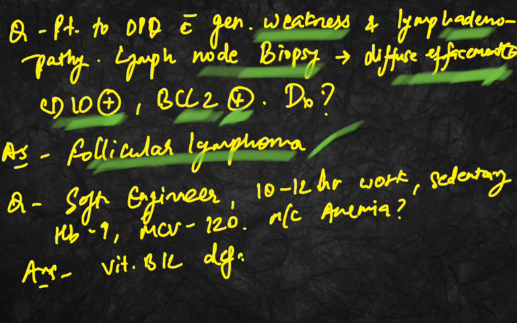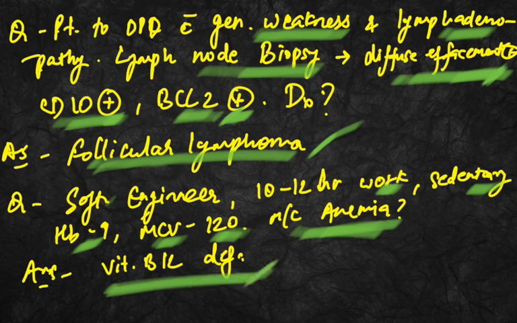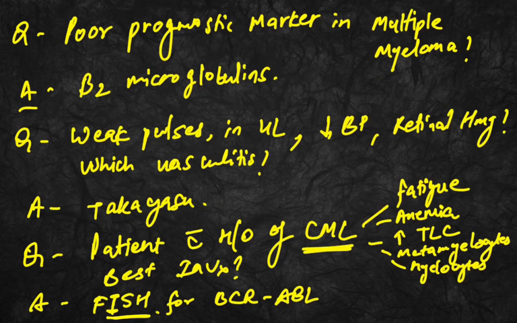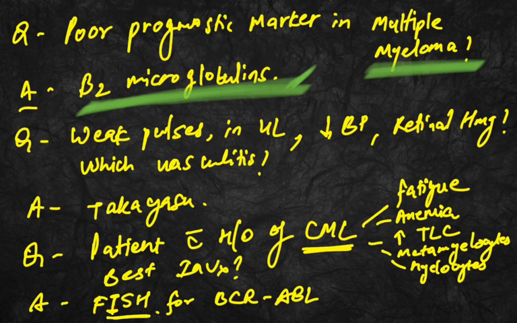Now, software engineer, 10 to 12 hours work, sedentary lifestyle, HB is 9, MCV is 120. The most common anemia that can cause this is vitamin B12 deficiency anemia. Now, poor prognostic marker in multiple myeloma: beta 2 microglobulin is the poor prognostic marker in multiple myeloma.